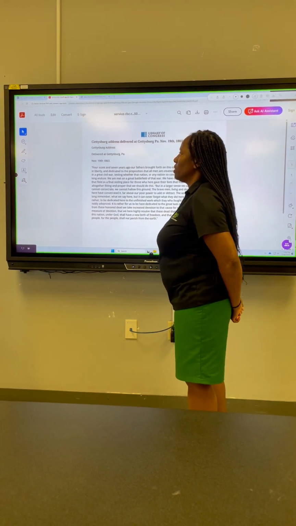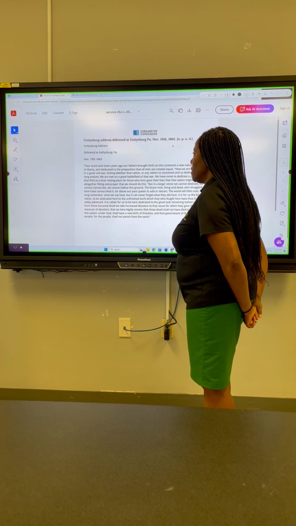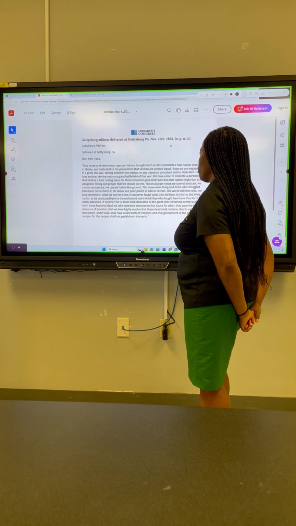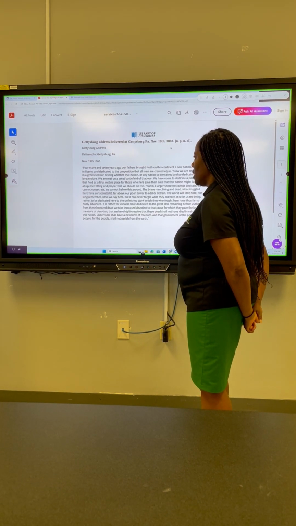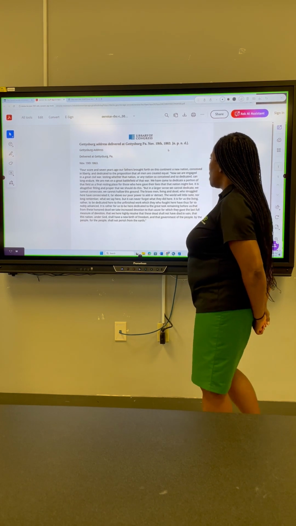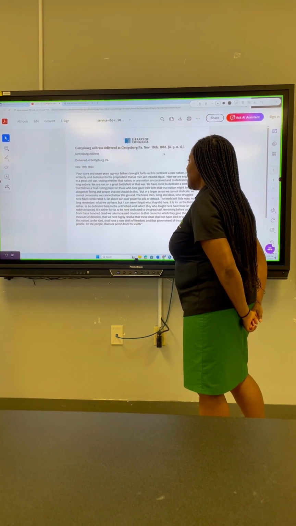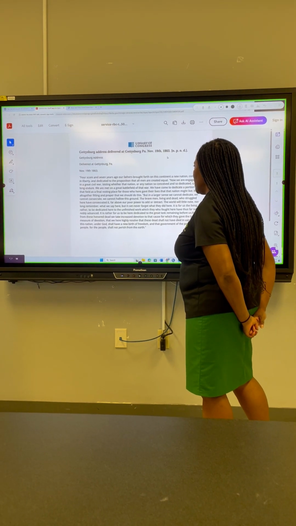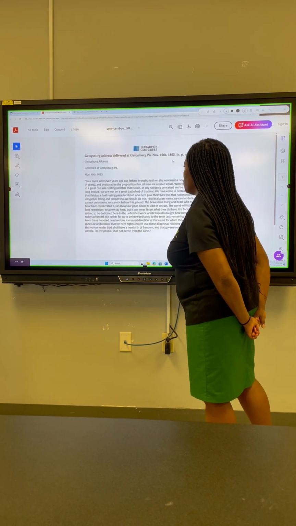Address, November 19, 1863. 87 years ago, our fathers brought forth on this continent a new nation conceived in liberty and dedication to the proposition that all men are created equal. Now we are engaged in a great civil war, testing whether that nation or any nation so conceived and so dedicated can long endure.